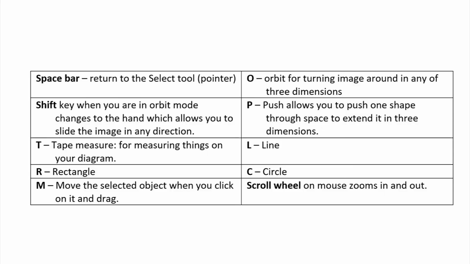As you get more comfortable with SketchUp, you'll find that there are some keyboard shortcuts that really speed up the process. The spacebar will always return you to the Select tool, so that's the pointer when you're clicking on things. The Shift key is great when you're in orbit mode because it'll toggle you quickly from spinning the object to sliding the object around. As you get a bigger design, that comes in really handy. The Tape Measure tool, you can hit the T. To draw rectangles, hit R. When you want to move the selected object, we didn't get into that too much, but you hit the M key. When you want the Orbit tool to rotate things around, hit the O, Push is P, and the Line tool is L, C for circle. A lot of them are pretty intuitive. The scroll wheel, as I said, controls your zoom for zooming in and out.